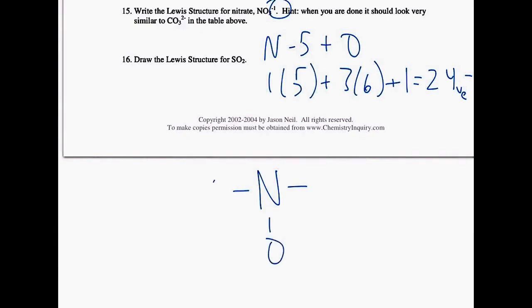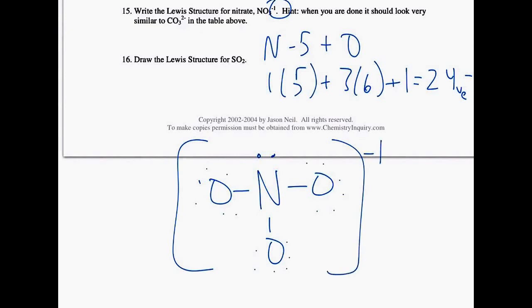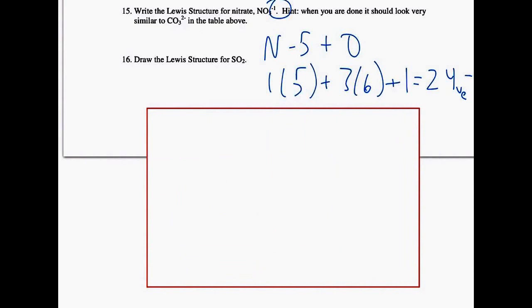I'm going to try it all with single bonds. When I do that, my N needs an extra set of electrons on it, and each oxygen needs another 6. I'm going to put a negative 1 on the outside. And then let's go ahead and count those up. That is 2, 4, 6, 8, 10, 12, 14, 16, 18, 20, 22, 24, 26. So that does not work. So if that one doesn't work, let's just try it another way. So I'm just going to white that out.